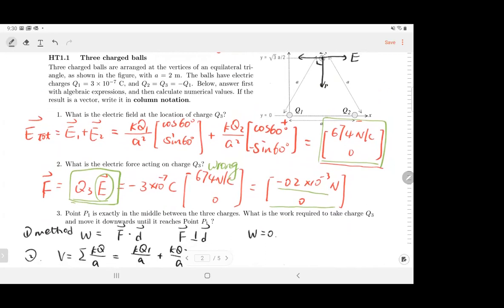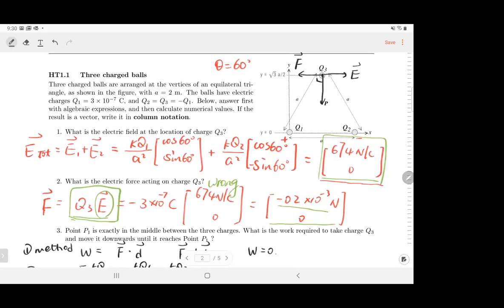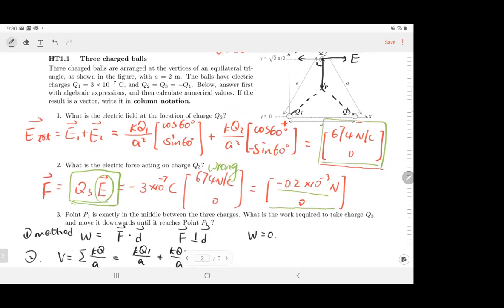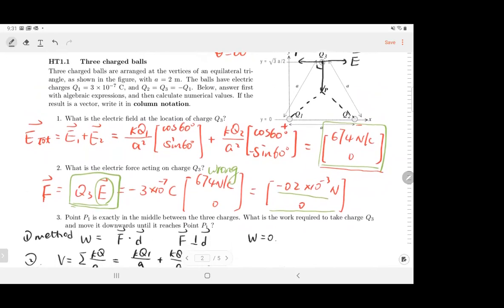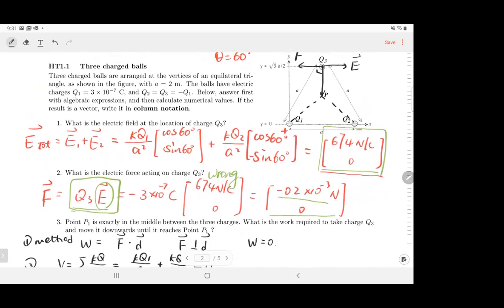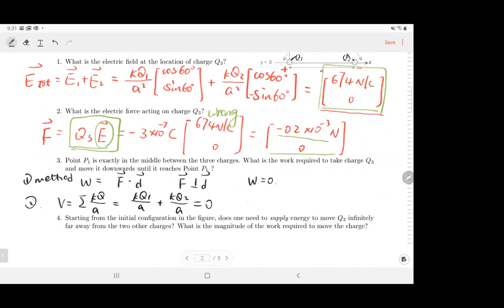And from the initial position to the point P, the distance from point charge 1 and point charge 2 are equivalent. So the distances are equivalent, but the charges have opposite sign. Q1 equals minus Q2, but the distance is the same, so the potential is zero. If the potential is zero at the initial position at point P, then the potential difference is zero minus zero. That's zero, right? So the work done by the electric force is charge 3 times the potential difference. That's zero.